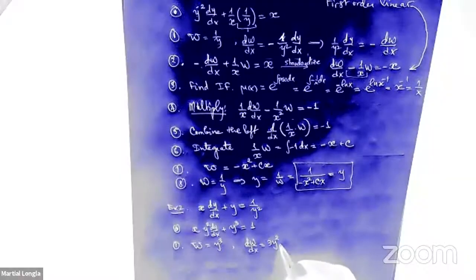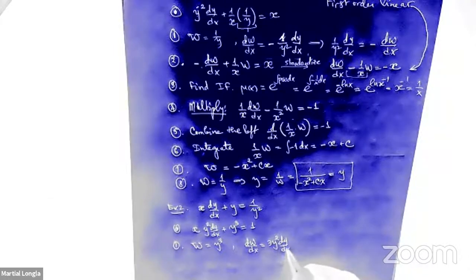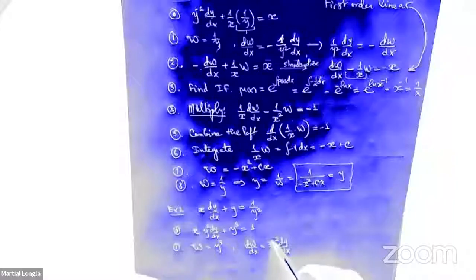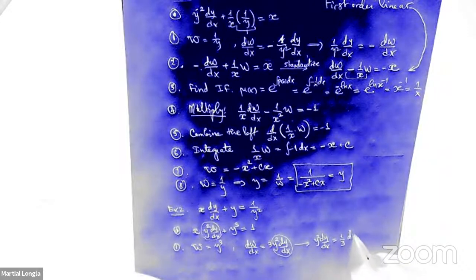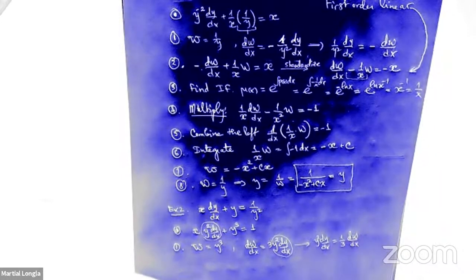3y squared, and then chain rule, dy over dx. Chain rule, always don't forget. Okay, and when you do that, you can see here, as we did before, that's y squared dy over dx. That's it right here. So you solve for that. You get y squared dy over dx is 1/3 dw over dx. That's it, right?